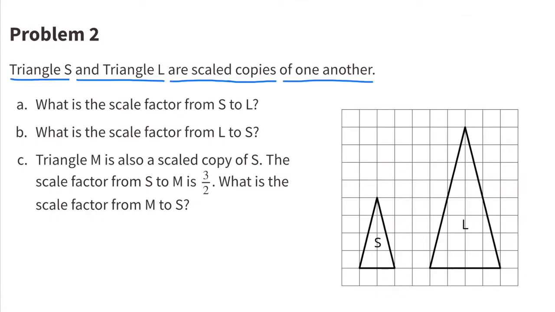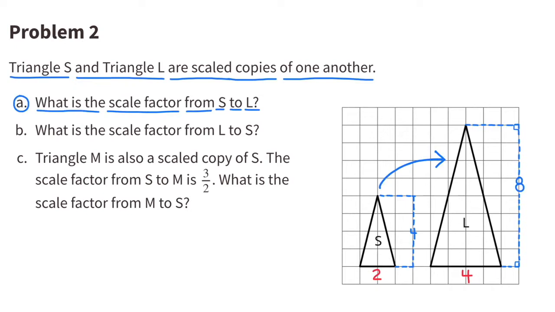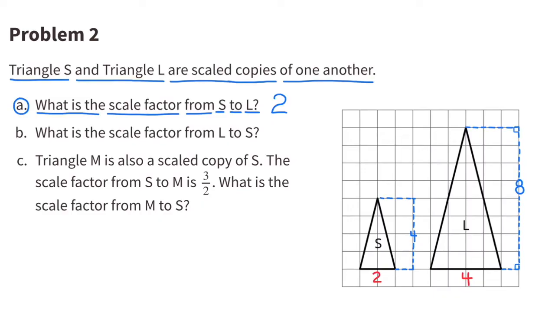Number 2. Triangle S and triangle L are scaled copies of one another. A. What is the scale factor from S to L? Going from S to L, the base was originally 2 and became 4, so the base doubled, or multiplied by 2. And the height was originally 4 and became 8, so it also doubled. The scale factor from S to L is 2.